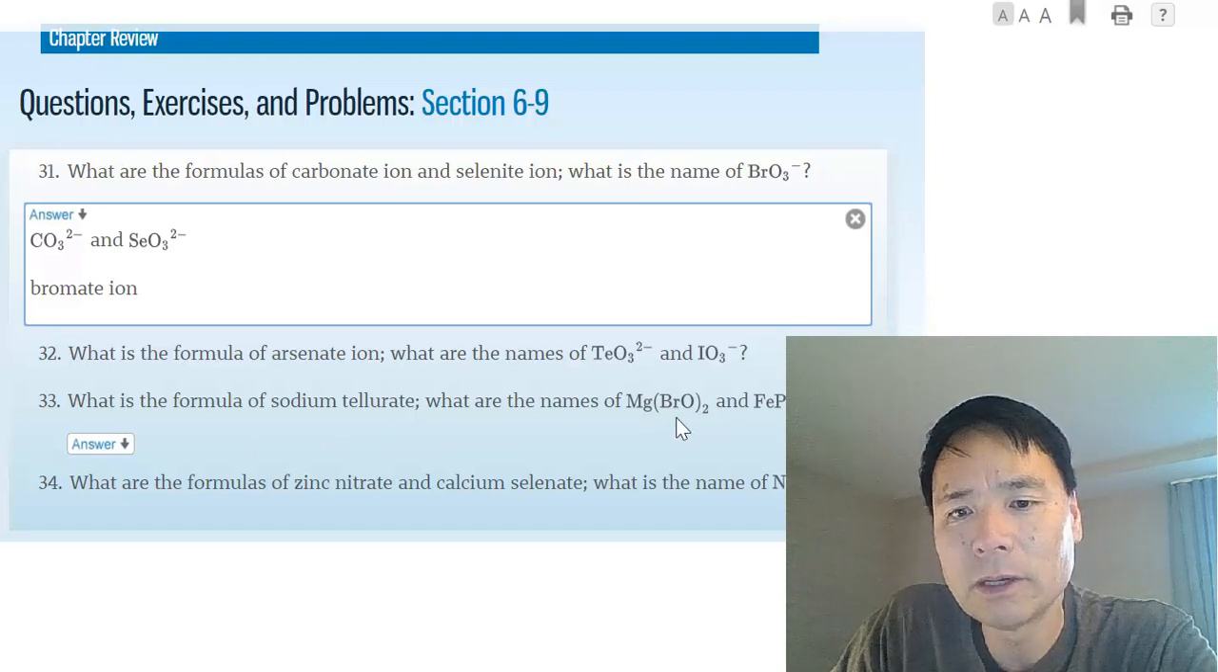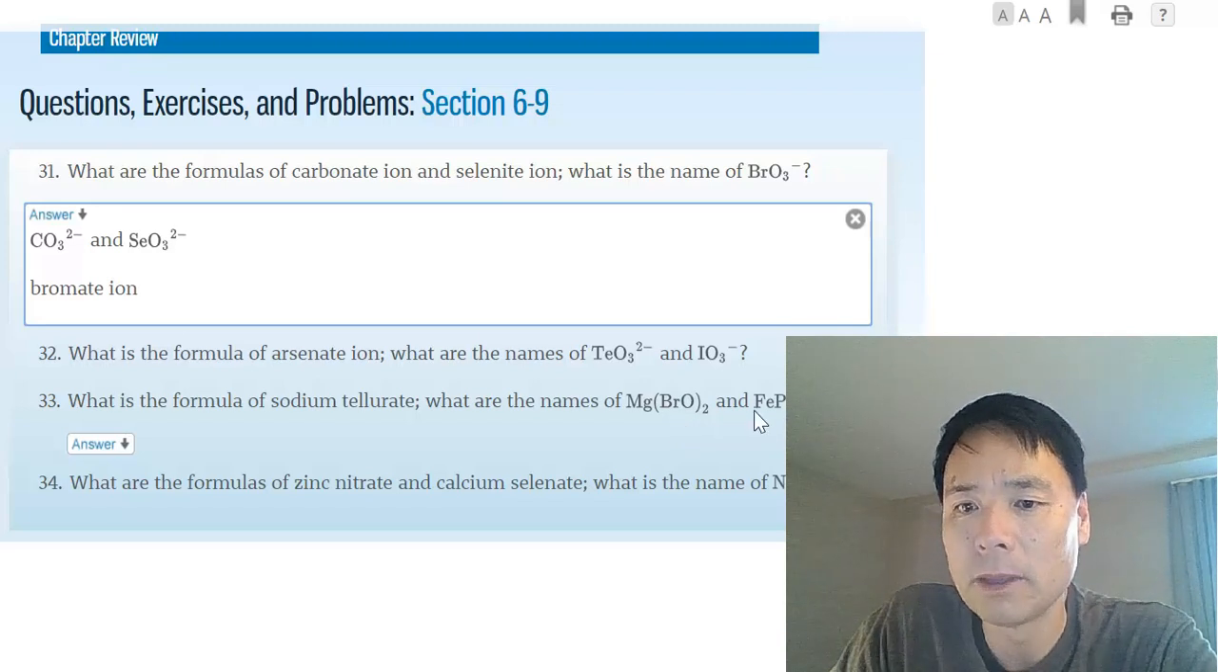What are the names of MgBrO taken twice? Okay, so bromate's BrO3, 3 oxygen with a minus, so bromite would be BrO2, and so this must be hypobromite, BrO. So this would be magnesium hypobromite. Again, we don't use the di prefix, so we only use the di, tri for binary molecular compounds. This is not.